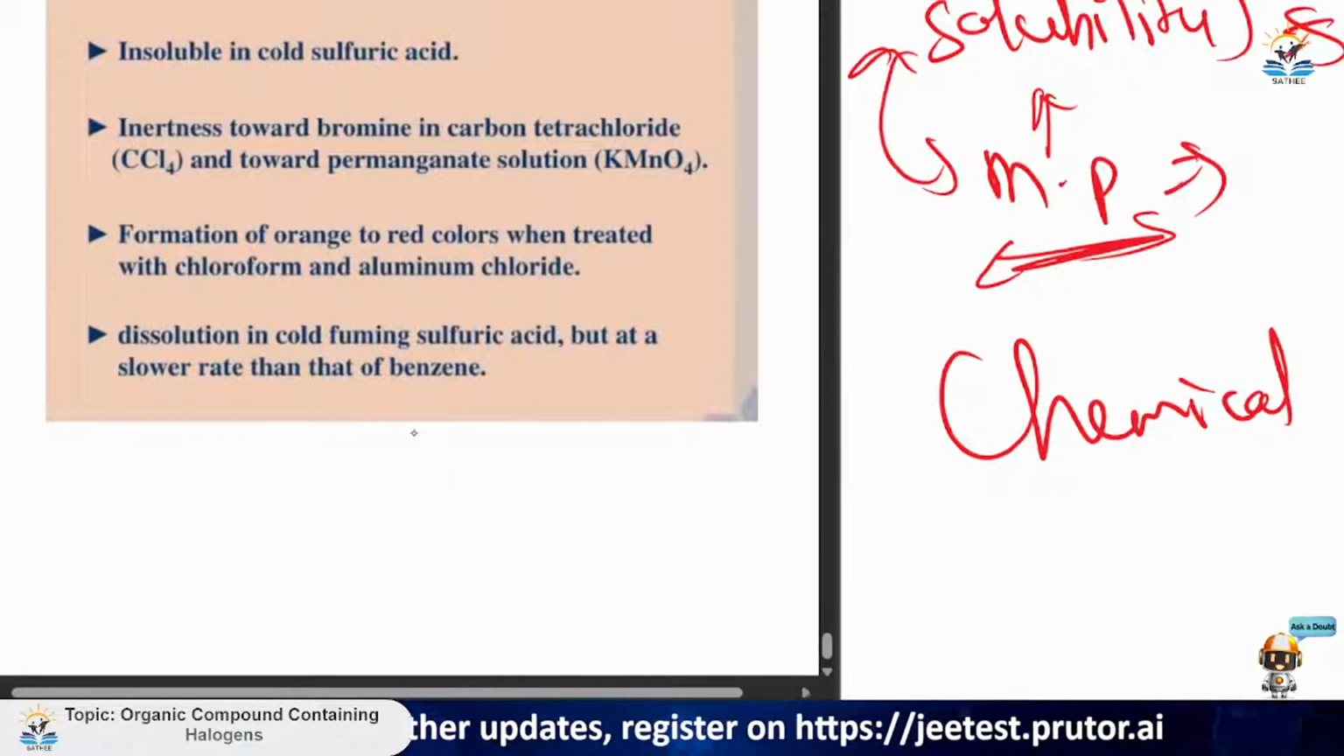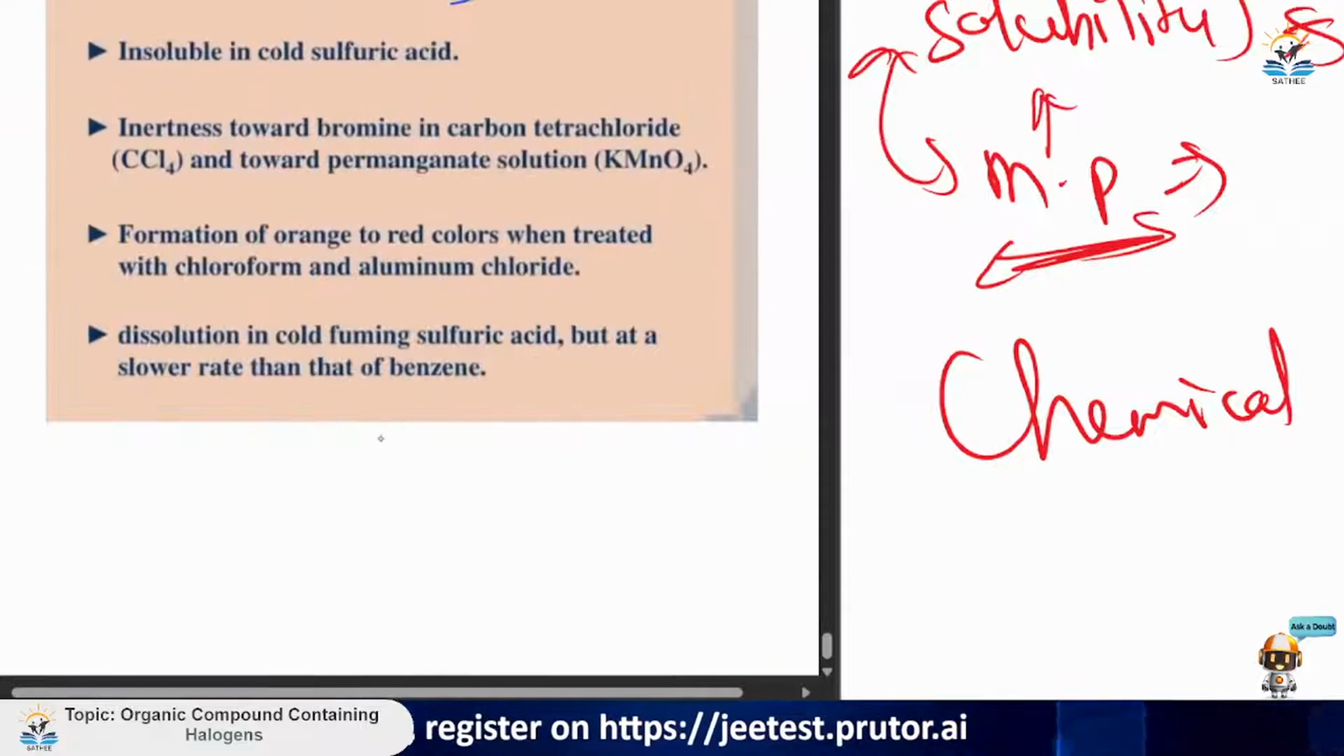Now, analysis of aromatic compounds. Okay, it is a summary part. Let me see if anything else. Okay, nothing. Insoluble in cold sulfuric acid. Okay, some of the properties you need to learn.